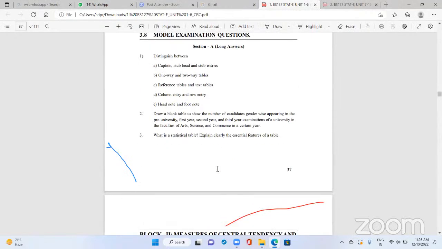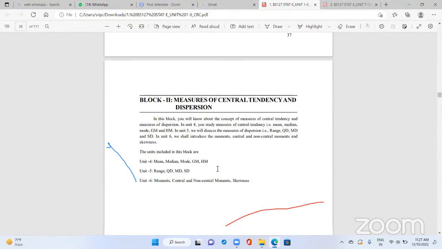Summary, model questions. Tomorrow we will enter into the measures of central tendency and dispersion. Tomorrow we will discuss block 2. So this is block 1. Today's session completes block 1, having 3 units. This is very simple and easy to understand for every student. Almost all the theory part is complete. From tomorrow onwards, we will go to the problem part, like measures of central tendency and dispersion.